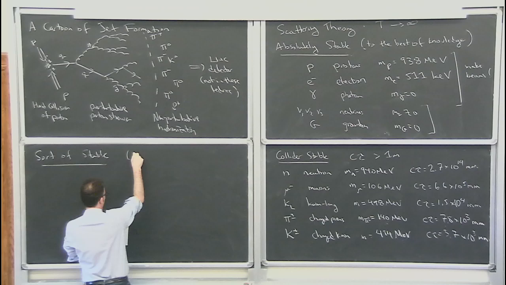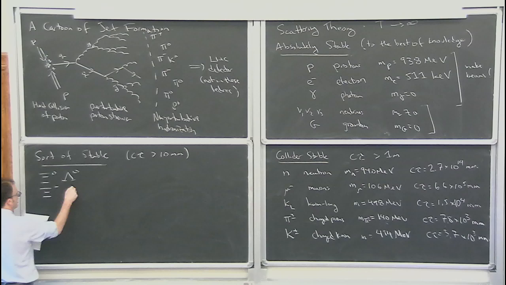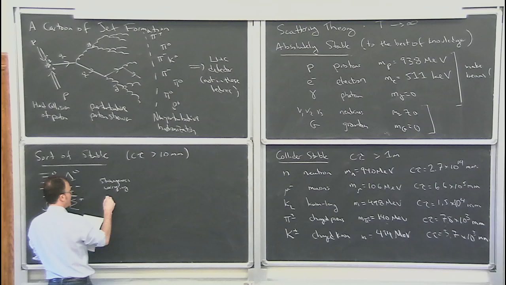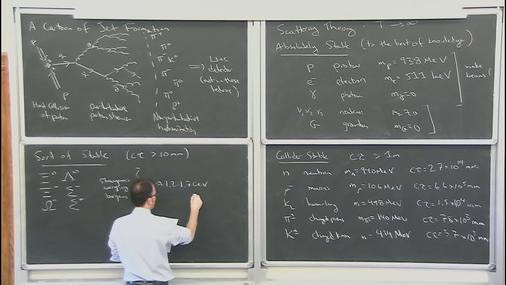Their lifetime when converted to a length scale is bigger than 10 millimeters. And this is where you start to get all these Greek letters emerging. And so we have a bunch of strangeness carrying baryons. They have masses that are in the kind of 1 to 2-ish GeV range. And they have lifetimes which are annoying, so 24 to 87 millimeters.